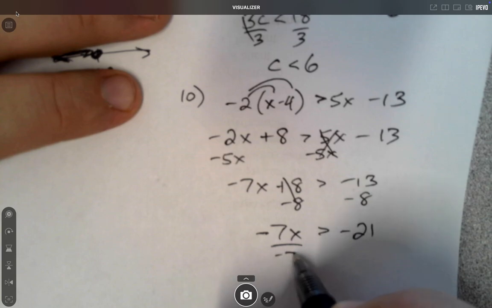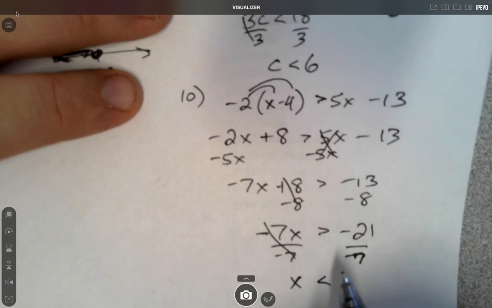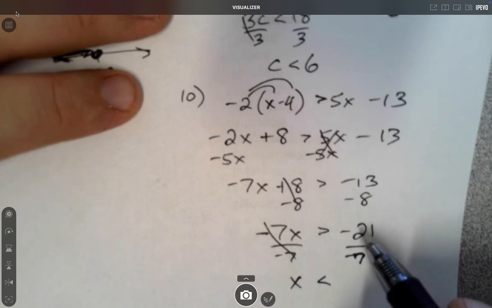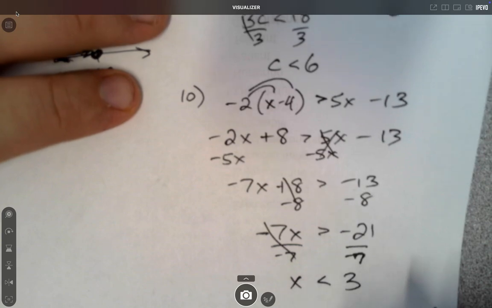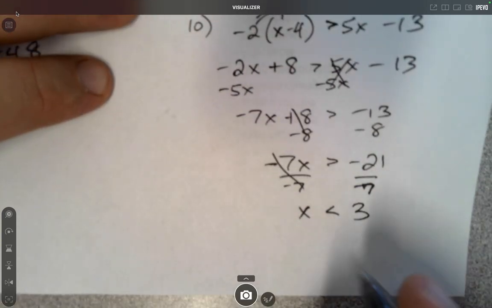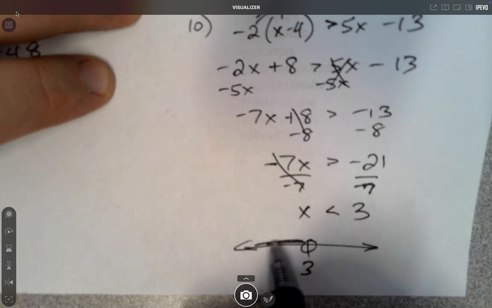Then we divide both sides by -7. We get x is less than, because we divided by a negative number, we have to flip the inequality sign, and negative 21 divided by negative 7 is positive 3. So to graph this, we'll put an open circle at 3 because there's no or equal to sign, and we'll shade to the left because it's less than.